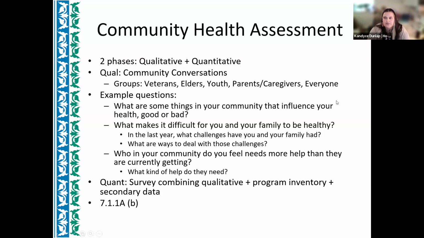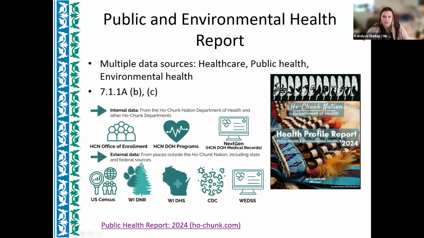And then next we have what we call our public and environmental health report. This is looking at a lot of secondary data. So we pull information from a host of different places. We are very fortunate to have an epidemiologist on our staff who does a lot of the legwork in this. We get internal data from our Office of Enrollment. We get internal data from our Department of Health programs and our EHR, but we also get data from external sources. In the state of Wisconsin, we either get information from the DNR or the Department of Health Services. And we also have a tool that we're blessed with called the Wisconsin Electronic Disease Surveillance System.